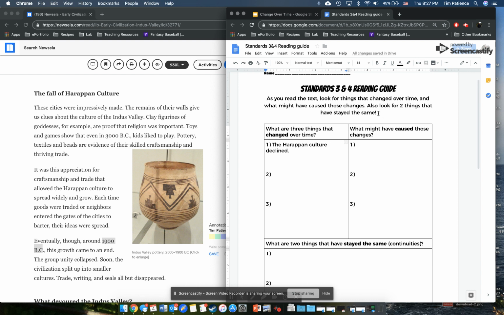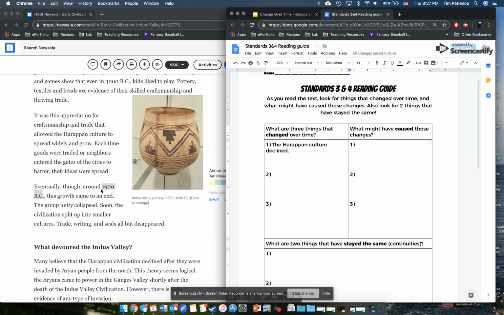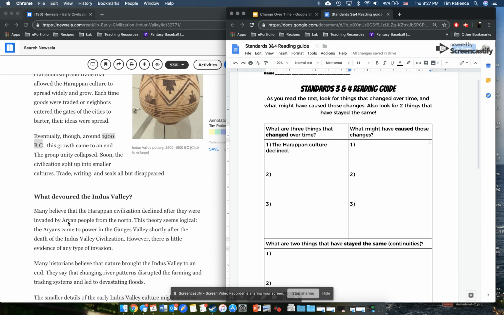Now, in this sheet, it also asks you to look for causes for that. So we know the Harappan culture declined. The reading gives us some possible causes down here. So they may have been invaded by the Aryans, right? Many people believe that the Harappan civilization declined after they were invaded by Aryan people from the north, or due to flooding.